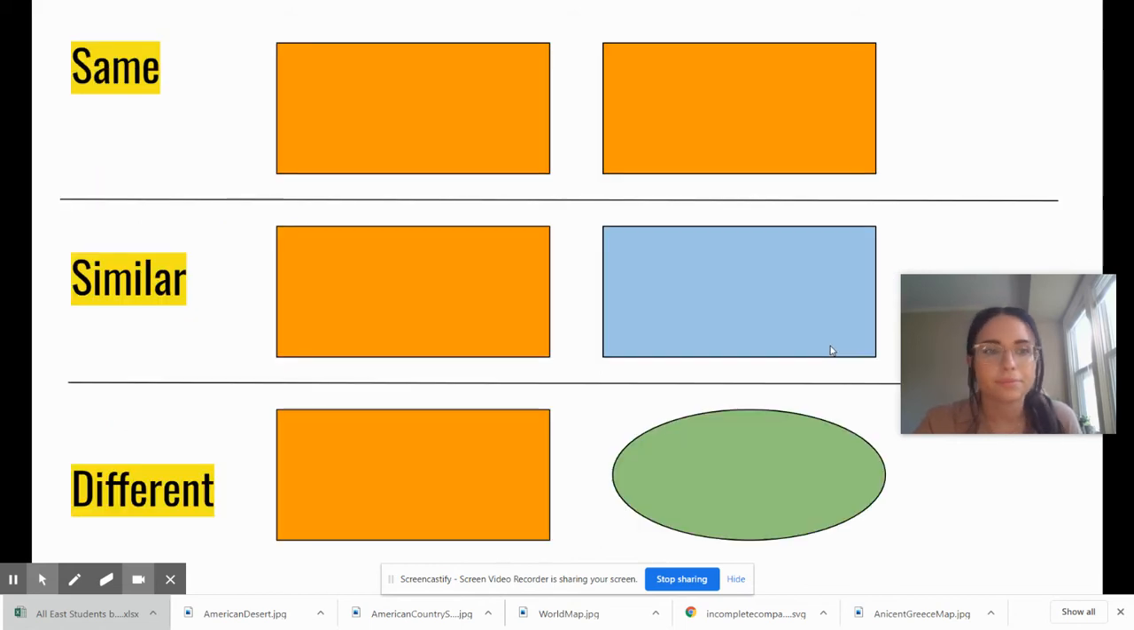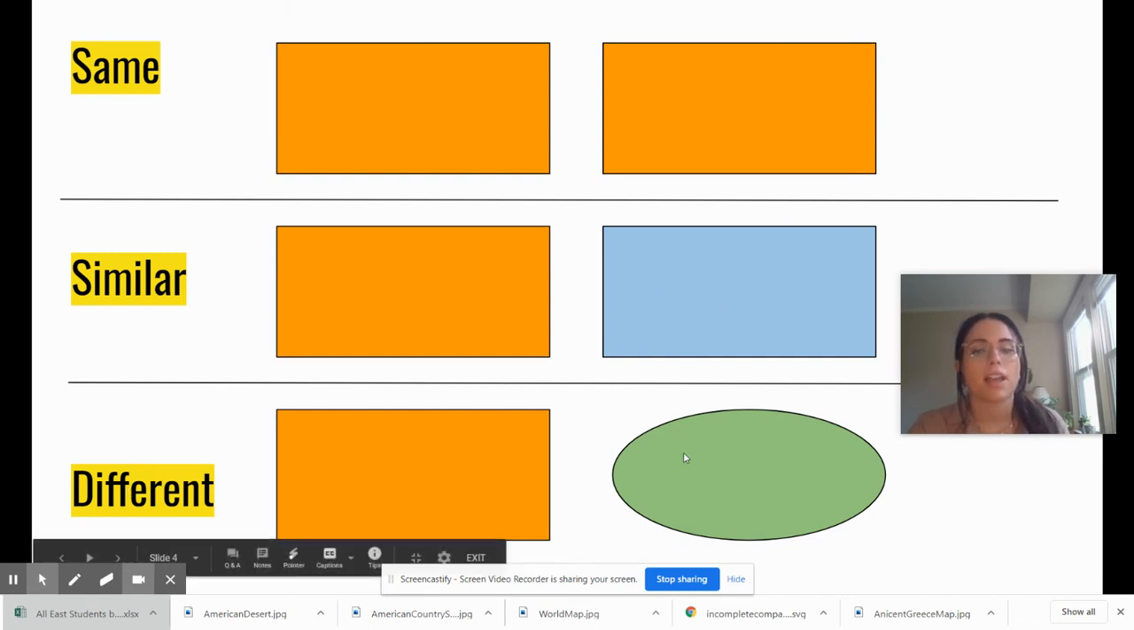So again, as you can see, same means everything is the same, right? So same is similar to el mismo in Spanish. Same just means that there is no difference. So we have 2 orange rectangles to show same. Similar means that there are some differences, but they're mostly the same. So we see orange and blue rectangles, still the same shape, but different colors. Different means that everything about them is different, right? There's nothing that's the same. So we have an orange rectangle and a green oval.